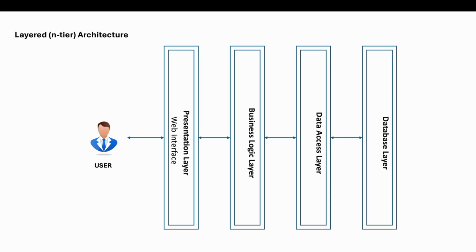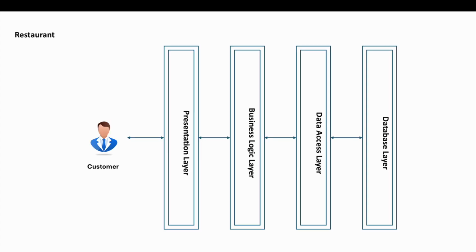The business logic layer will be the core computations like applying discounts, calculating taxes, and managing stock levels. The data access layer will be communication with the database to fetch, store, and update product or user information. And the database layer contains the SQL or NoSQL database systems where all the data is stored.